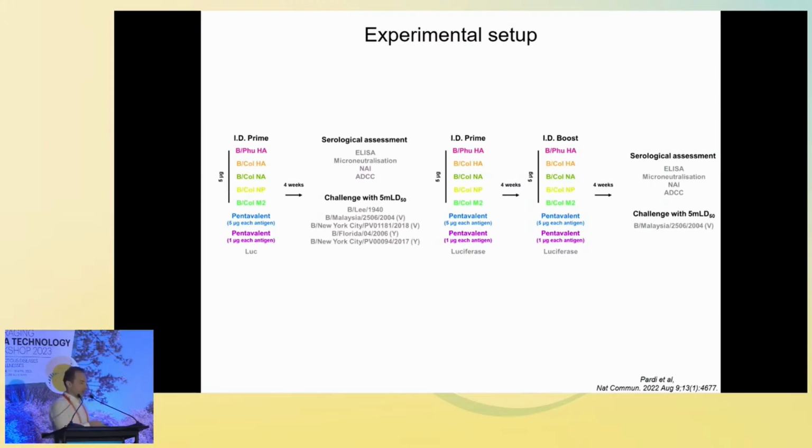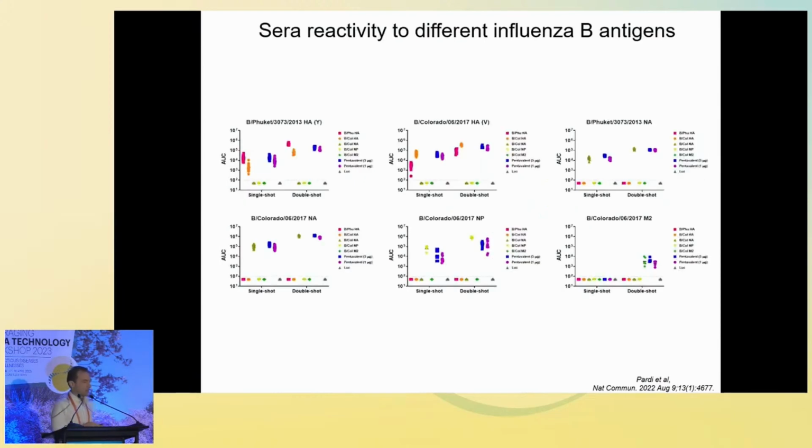So we made these 5 monovalent vaccines, and we made a combined pentavalent vaccine that we tested in a low dose, 1 microgram from each component, and the high dose, 5 microgram from each component. We did a prime boost study, so we looked at the responses after the administration of an additional dose as well, and again we looked at antibody responses and also the breadth of protection induced by these vaccines.